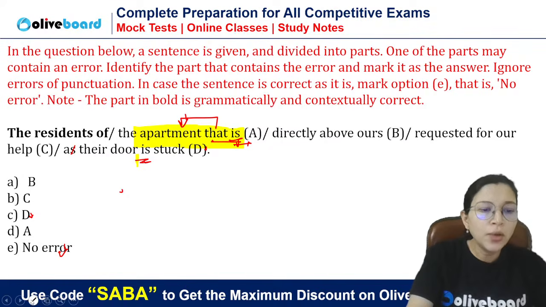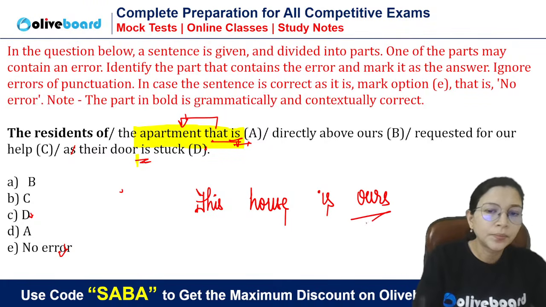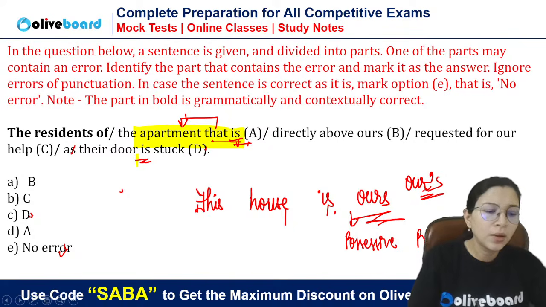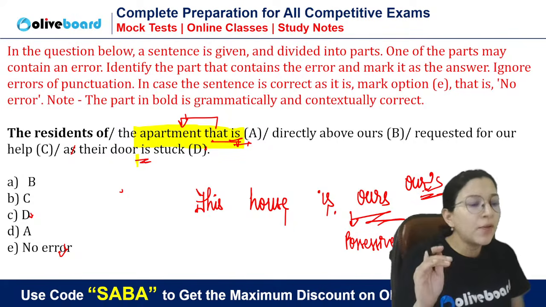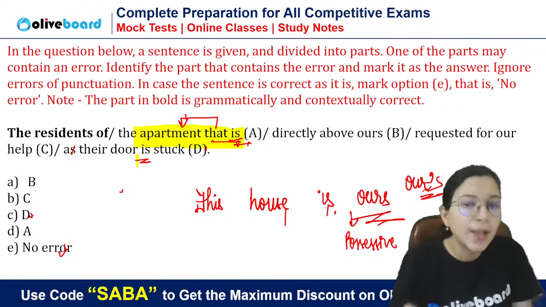And you know that you can ask, if I say this house is ours, is it wrong? This house is ours. Is it wrong? Ours is a possessive pronoun. We use it to show the possession. It is a possessive pronoun. Do we need apostrophe S here? Because apostrophe we never ever use with pronouns. Pronoun के साथ apostrophe लगता ही नहीं है, इसलिए याद रखिएगा.